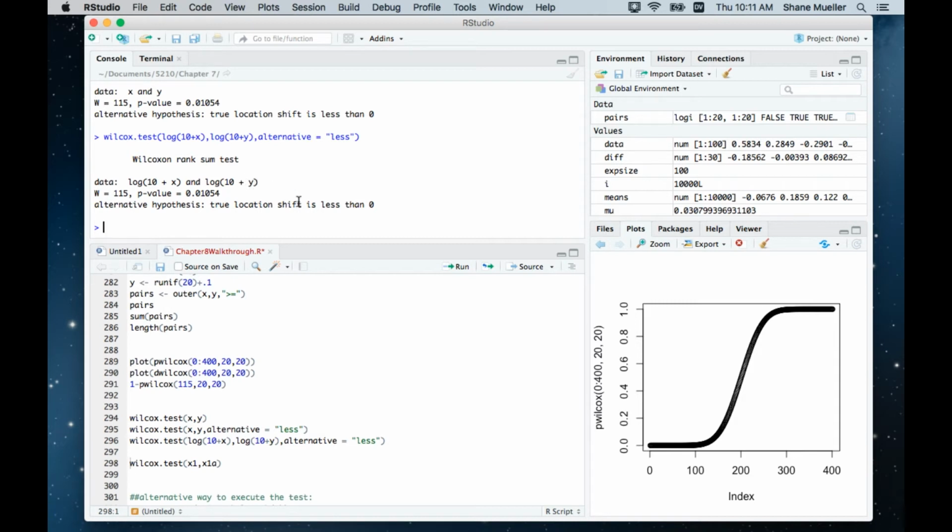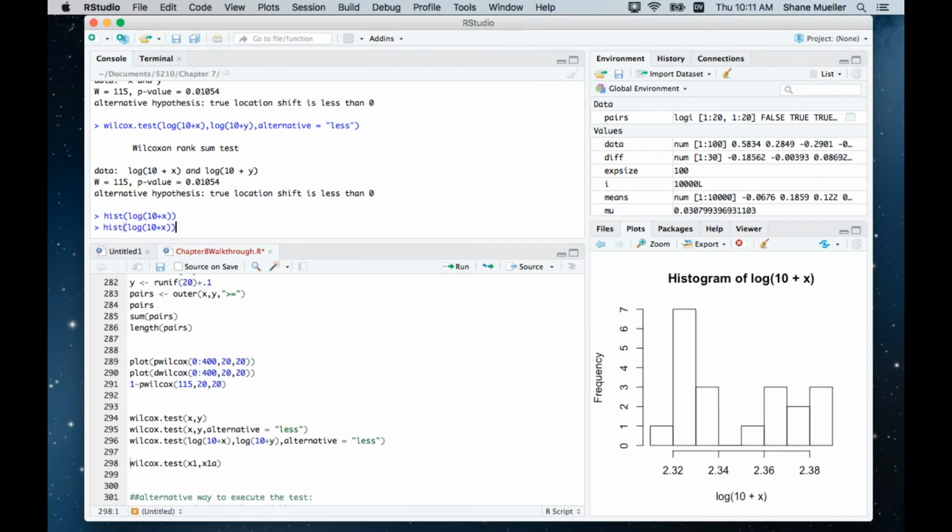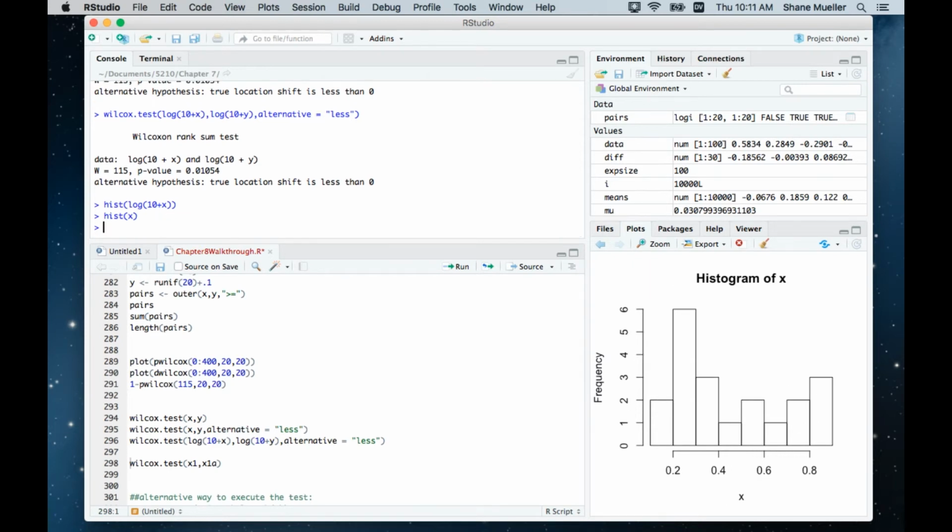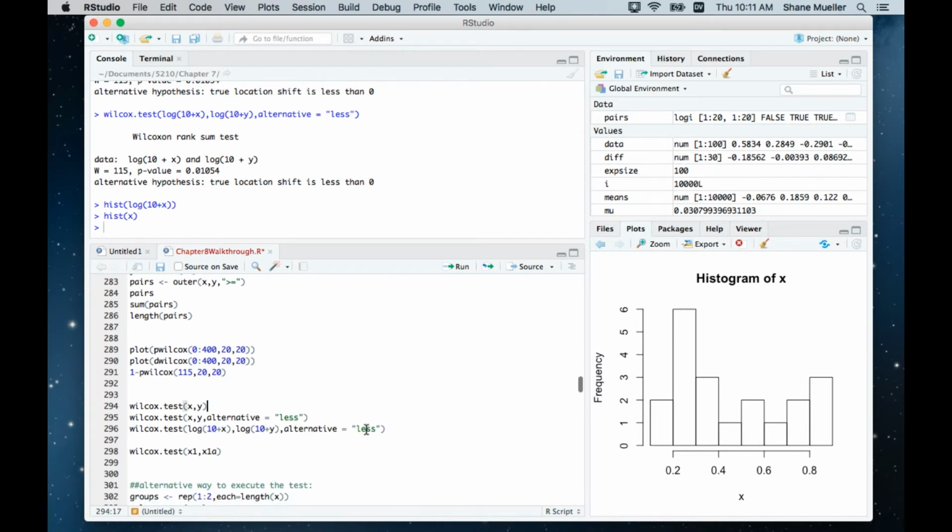So even if the histograms of these, the hist of log 10 plus x, looks very different than the hist of x. Well, it looks somewhat different. It doesn't look too much different. But even though I did a transform, it preserves the order, so nothing changes there.